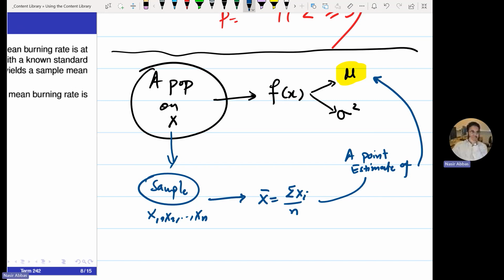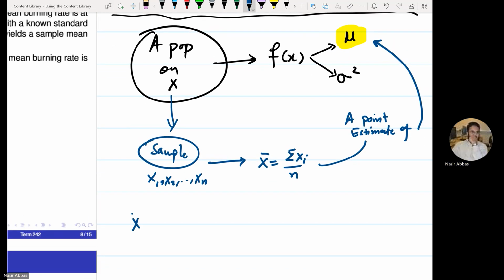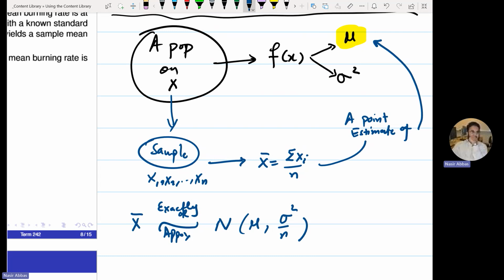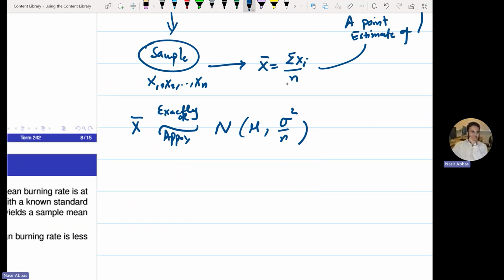Then in chapter 7, you said that this x bar over repeated sampling either exactly or approximately follows a normal distribution depending upon the parent distribution. If the parent distribution is normal, this will be exactly normal. If the parent is not normal, this will be approximately normal with the same mean mu, but the variance is sigma square over n. Then we use this result to convert this x bar into an interval estimate.